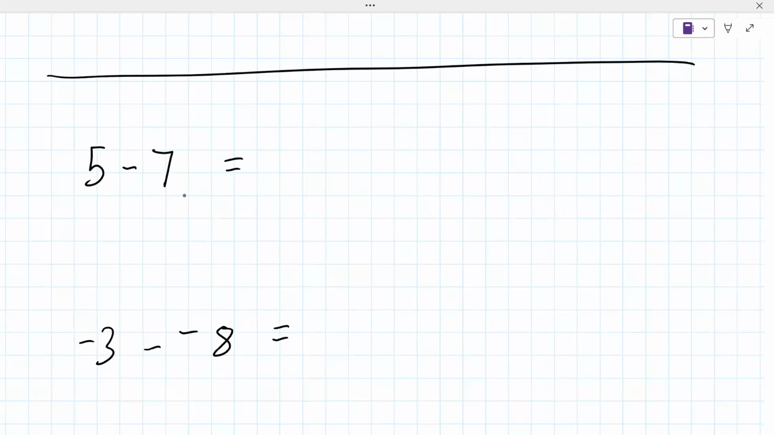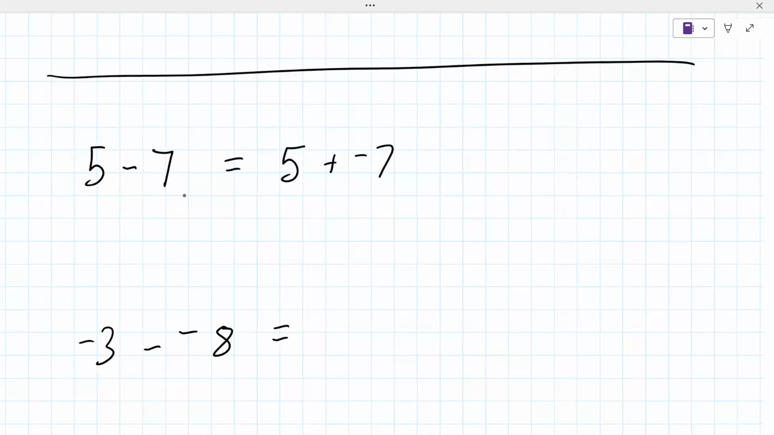Okay. So, -3 plus 8 equals, 6 subtract 8 equals. Okay, I got an answer. For the top one, it's 2.